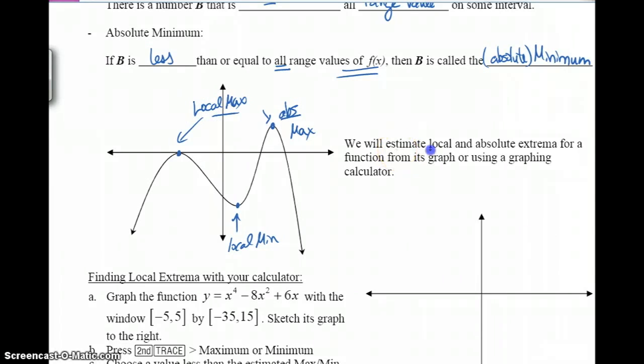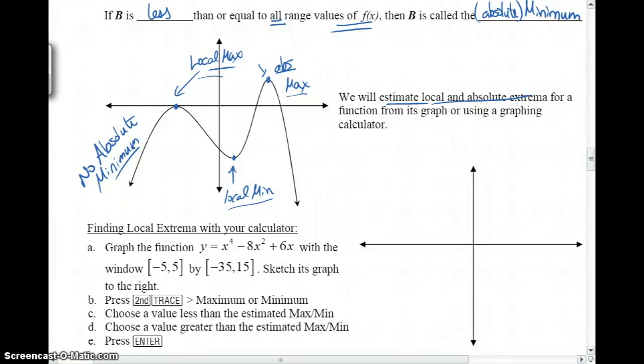Okay, we'll estimate local and absolute extrema from the function. There is an absolute maximum, but there is no absolute minimum. We can see that, and I'll highlight it in red. We see it because the graph continues down to negative infinity in both directions.